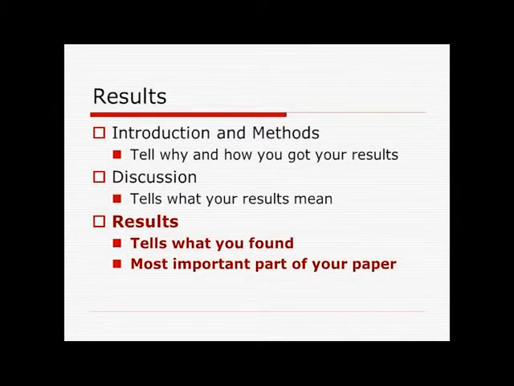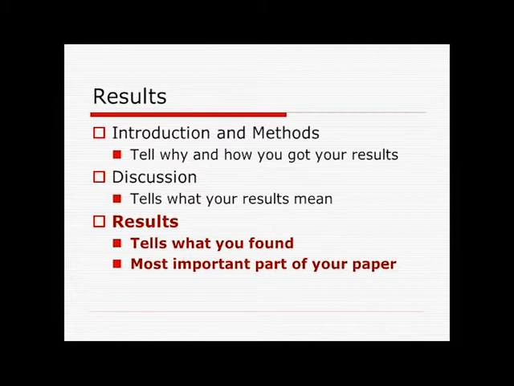So after the materials and methods section, then we have our results section. Our introduction and methods tell our readers why we did the study and how we did the study, right? Our discussion tells the reader what our results mean. So that's when we do the interpretation of our results. But our results section is simply that. We are just telling them the findings of our study. We're not interpreting them. We're not comparing them to anything else. We're just saying, this is what we found in our study.